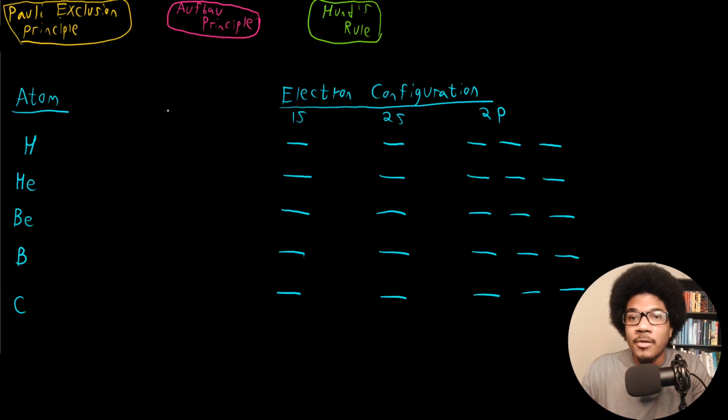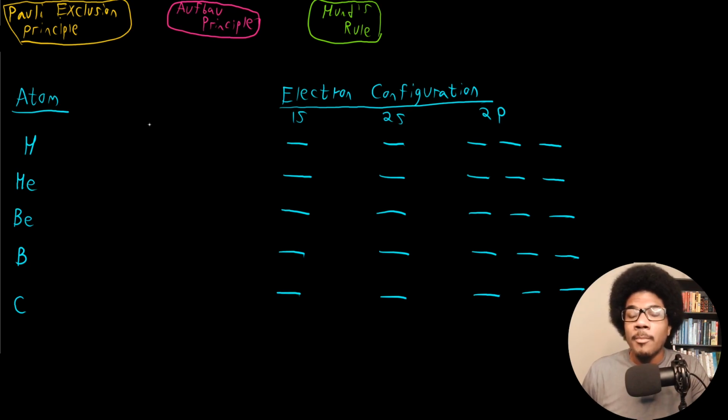And in order to understand how we're building up these electron configurations, there's 3 principles that you're going to have to be familiar with. One is the Aufbau principle, the other is the Pauli exclusion principle, and the last one is Hund's rule. And I'm going to talk about each one as they come up. So first, let's talk about hydrogen. Hydrogen is going to be the easiest case because it only has 1 electron. So we only have to worry about placing 1 electron in its proper orbital.